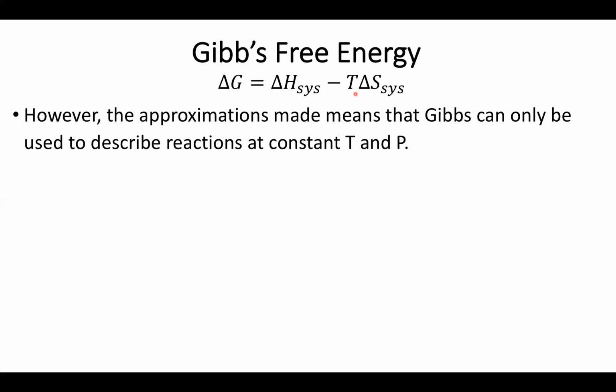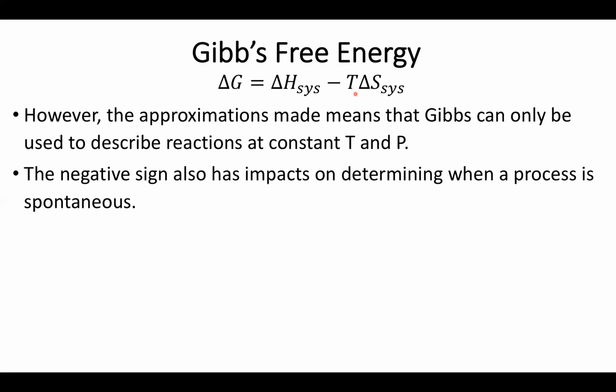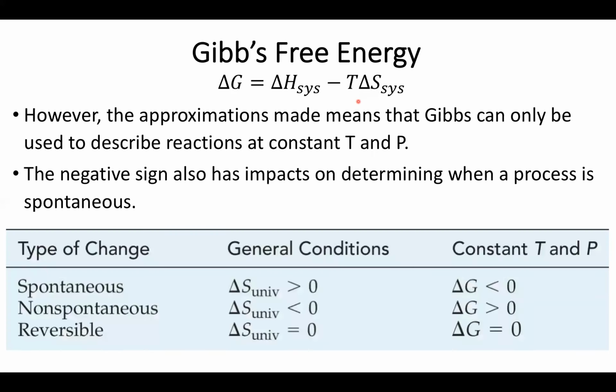However, one of the other very important things is that, remember, Gibbs is given as the negative of the entropy of the surroundings, which means this will be the negative of the entropy of the universe, which will have some really big impacts on trying to figure out whether or not a reaction or process is favorable. So keeping this in mind, we can go ahead and look at when a system is going to be spontaneous, non-spontaneous, or reversible.